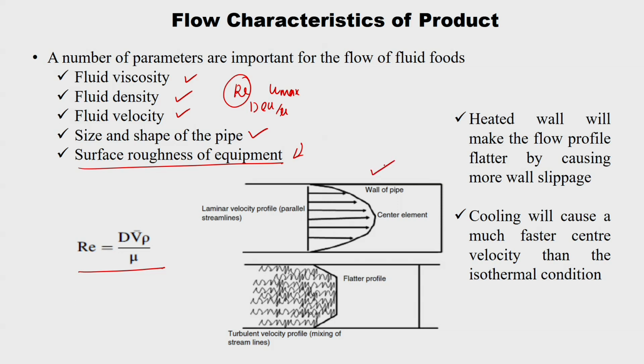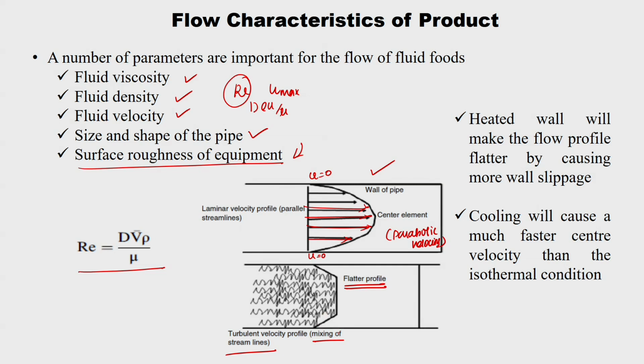And this is the normal laminar velocity profile, because your streamlines are parallel. So, it's like a sheet kind of flow. So, this is the U equal to 0 at the wall; there is a no slip boundary condition, that layer will not move, and you will get the parabolic velocity profile. And for the turbulent region, you will get mixing of streamlines. So, this kind of profile, and you will get a flatter profile.